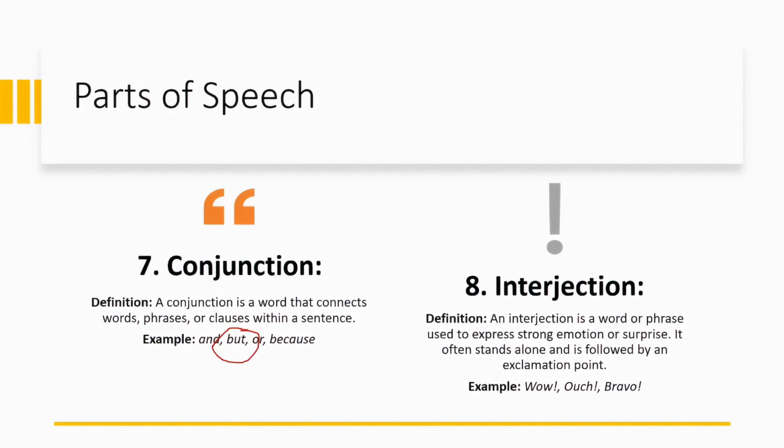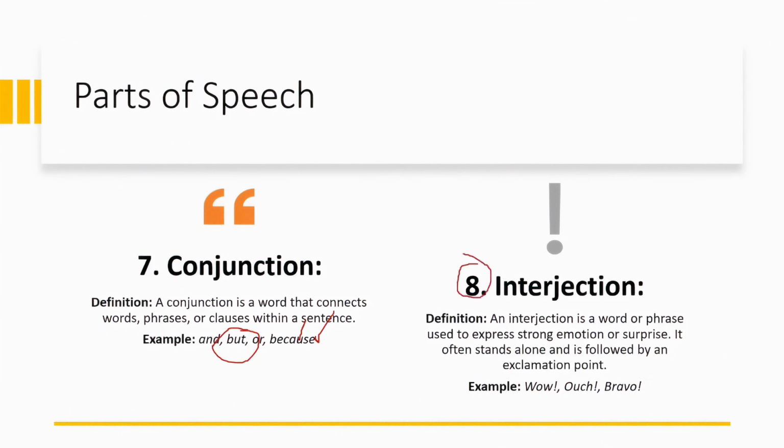Or, either: either I or you are responsible. So it is indicating responsibility between I and you. Because: we will work hard because it is necessary. It is necessary is one clause, and we will work hard is another. These are two clauses, and this word is connecting them. It tells the reason. We will work hard because it is necessary.